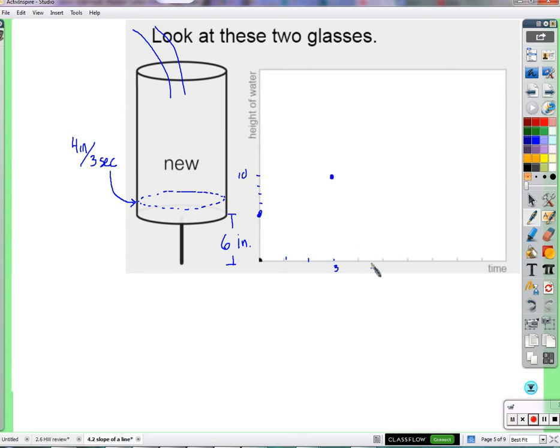3 seconds later, how high will it be? 14. In 3 seconds, how high will it go? It'll go 4 more inches, 1, 2, 3, 4 inches. So it should be at 14. And 3 seconds later, it would be 4 more, 18. 3 seconds later, 4 more, 22. Okay, so that's how our function needs to work when we write it. When we plug in 3, it should go up to 10. When we plug in 6, it should go up to 14 and so on. How do you make that work?